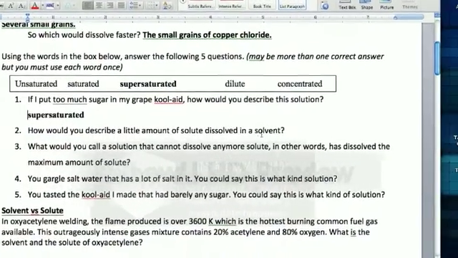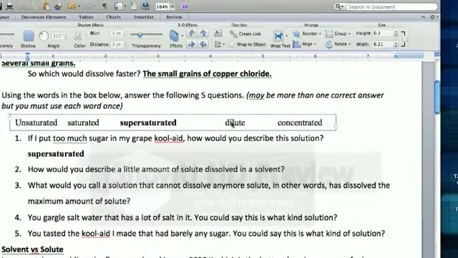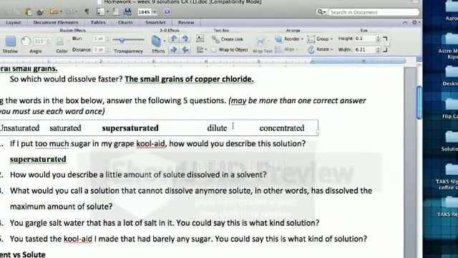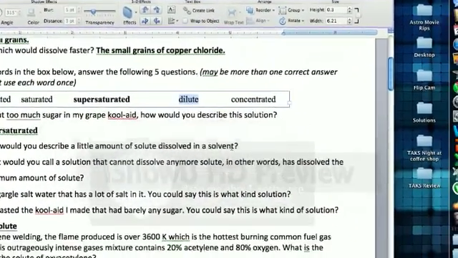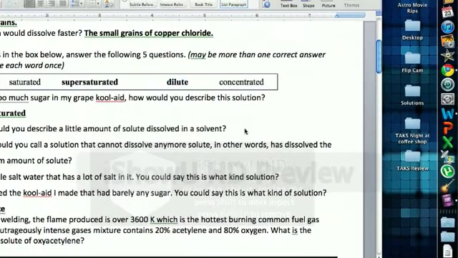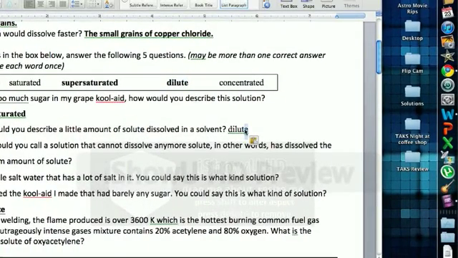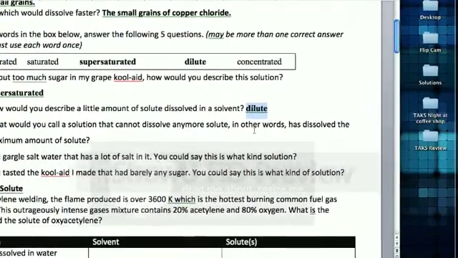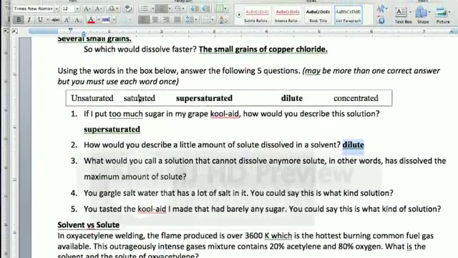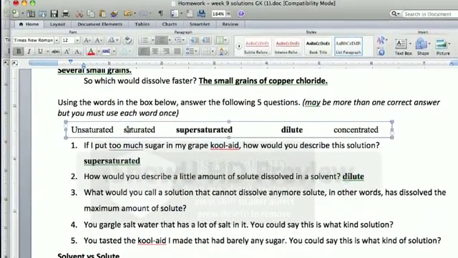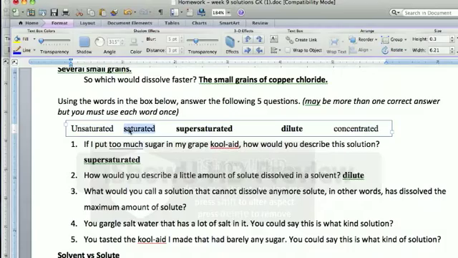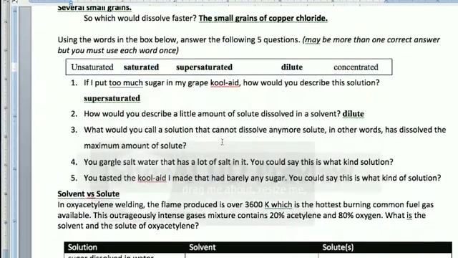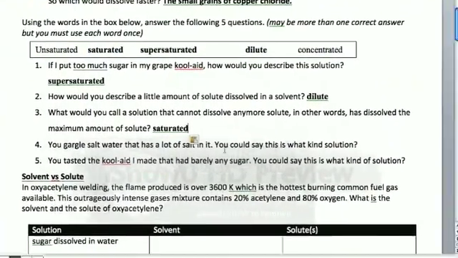If you have only a little amount of solute dissolved in a solvent, that would be concentrated or dilute. You've got to remember that the less solute that you have, the more dilute the solution is going to be. Concentrated and dilute are opposites. A solution that cannot dissolve any more solute, or in other words, has dissolved the maximum amount of solute, would be called saturated. A saturated solution is one that has everything in it that it can hold.